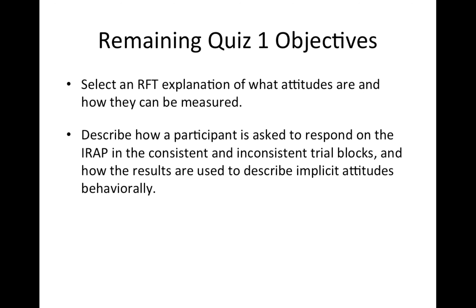The remaining Quiz 1 objectives have to do with the IRAP, the Implicit Relational Assessment Procedure. So next time we meet in class, you'll also hear an article presentation about that, where you'll learn a little bit more. But here's some of the basic info in the meantime. So these two objectives are first to select an RFT explanation of what attitudes are and how they can be measured. And secondly, describe how a participant is asked to respond on the IRAP in the consistent and inconsistent trial blocks and how the results are used to describe implicit attitudes behaviorally.